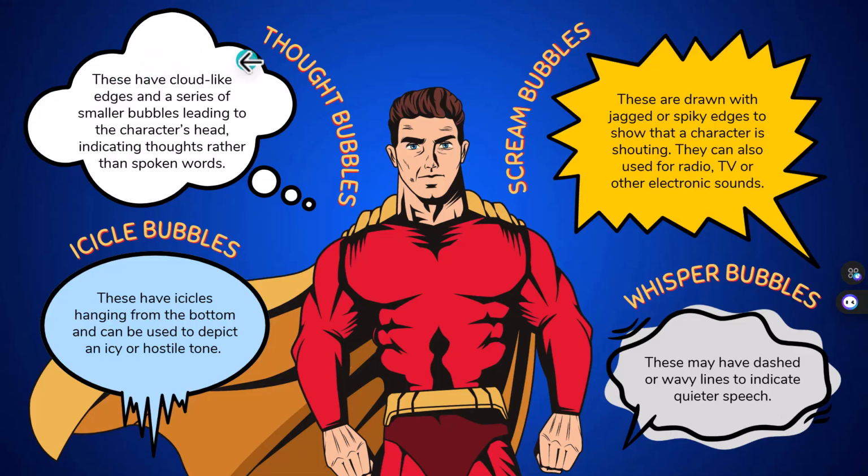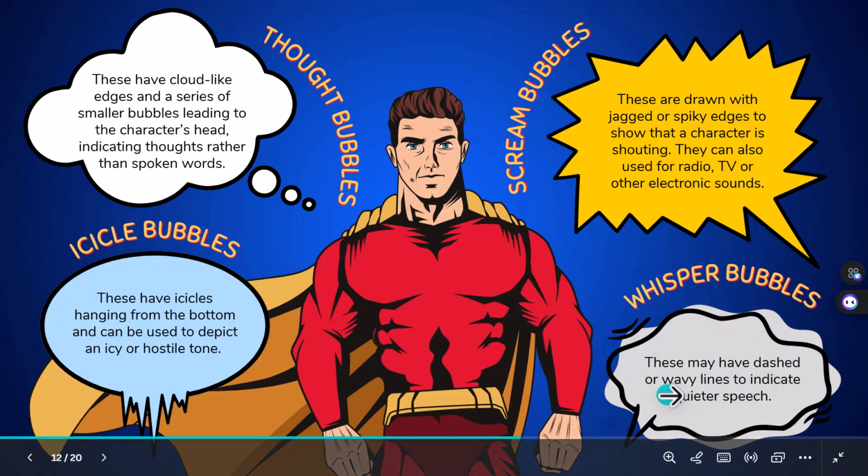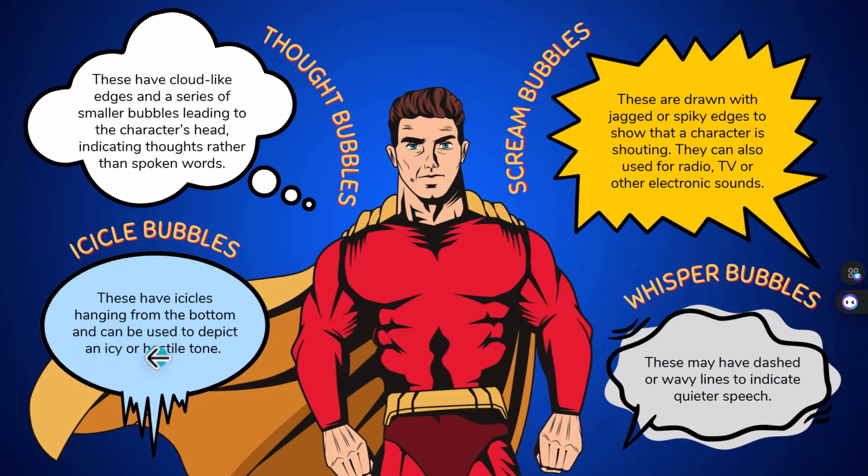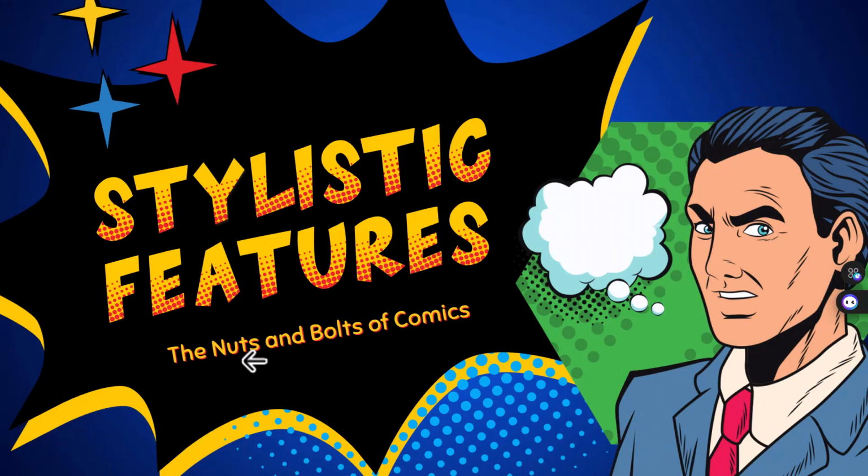So you could see thought bubbles are like this. Then we have scream bubbles, which are like this with different shapes. I don't know if you understand what I'm saying. So we have the thought bubble being this shape, then the scream bubble being this way, then the whisper bubble being this way. This may have dashed or wavy lines to indicate quieter speech. Then you have the icicle bubbles. They have icicles hanging from the bottom and can be used to depict an icy or austere tone. So we have all these speech bubbles, and we are going to see how to embed them into our creation.